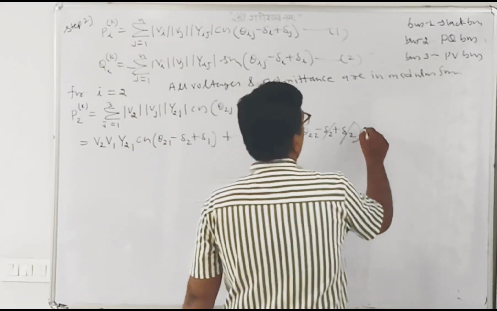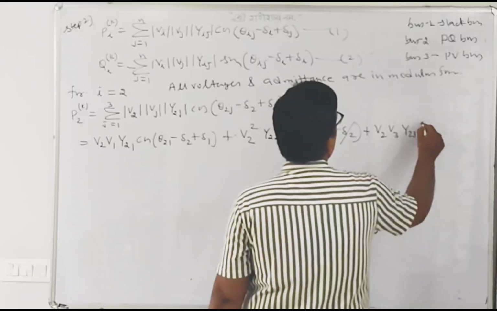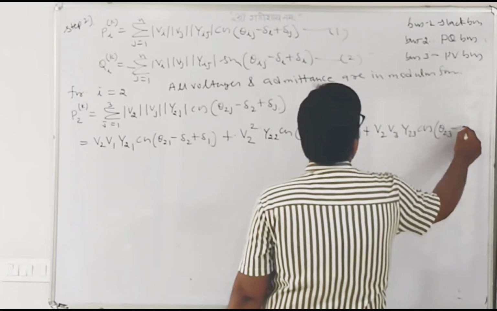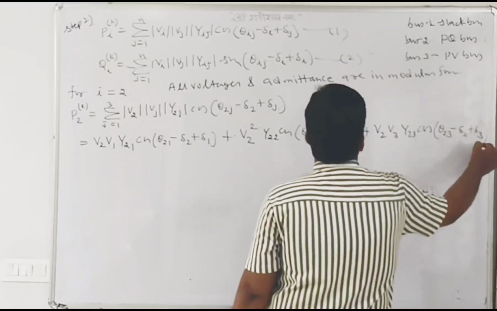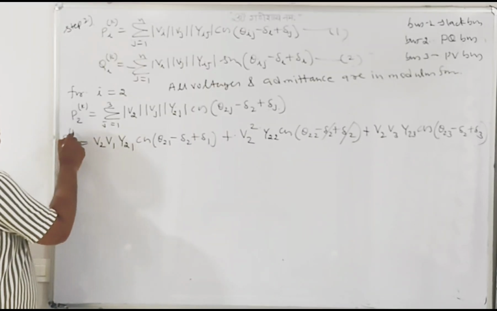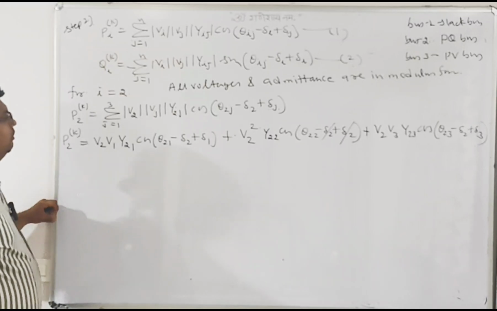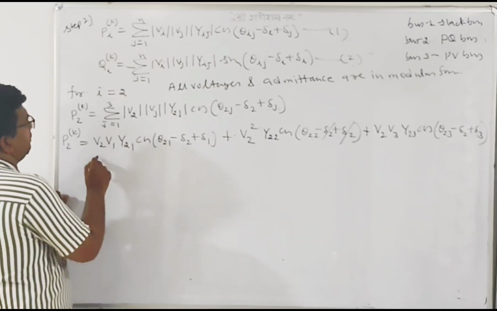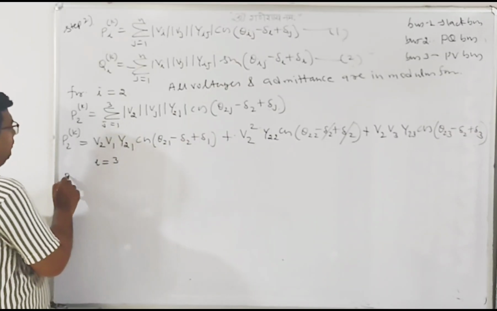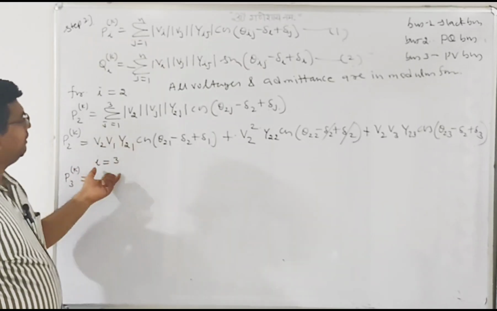Then when you put j equals 3, it becomes V2 V3 Y23 cos of (theta 23 minus delta 2 plus delta 3). So basically for a 3-bus system, this P2 will consist of 3 terms. Similarly, when I consider i equals 3, what does this become? P3, and I will write it in a similar manner.